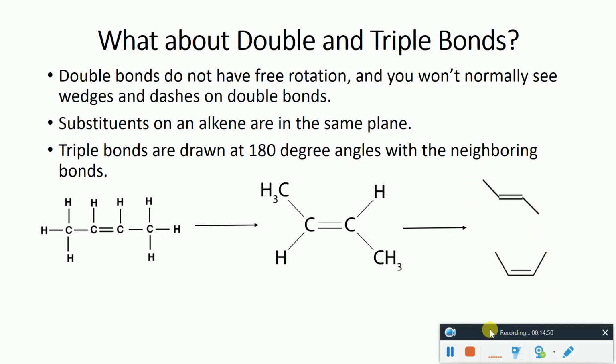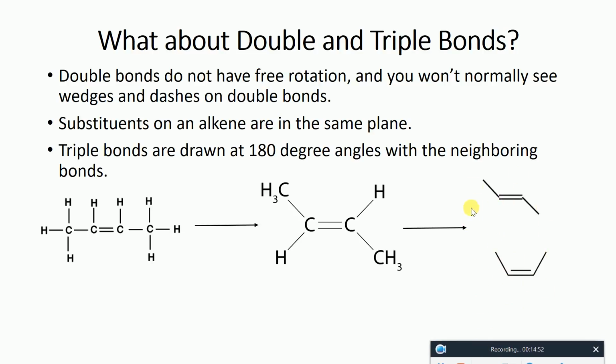So if we only had an alkane here with a single bond, these would actually have free rotation, and no matter what you did, if you had it looking like this or like this, it would be the same molecule. But because of that double bond, there's no free rotation, so it stays like this, and it makes them different molecules.